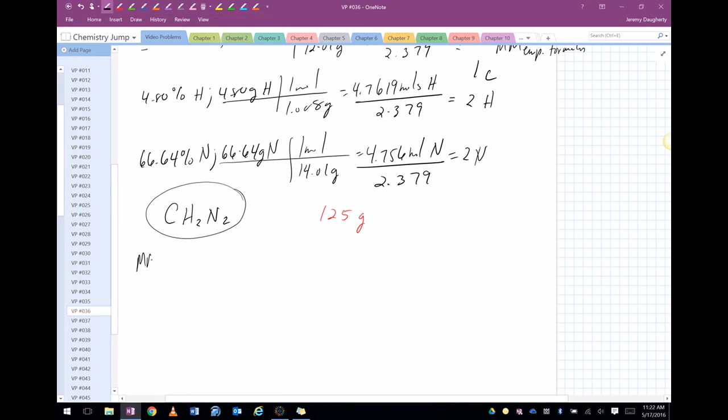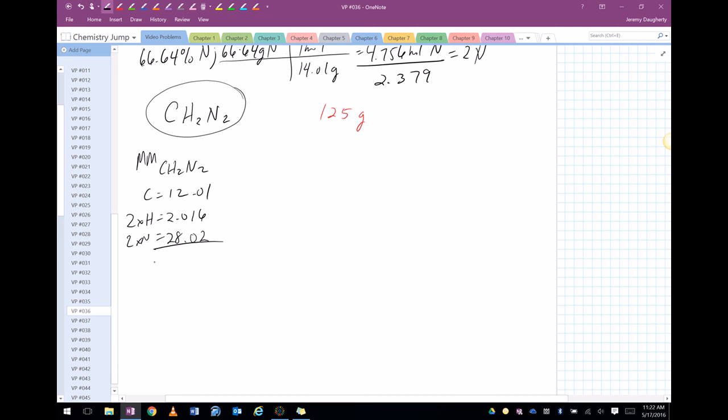The molar mass of CH2N2: carbon is 12.01. You've got the 2 hydrogens, which are each 1.008, so that's 2.016. You've got the 2 nitrogens, each one is 14.01, so that's 28.02. Let's add all that up. We get a value of 42.046 grams per mole.